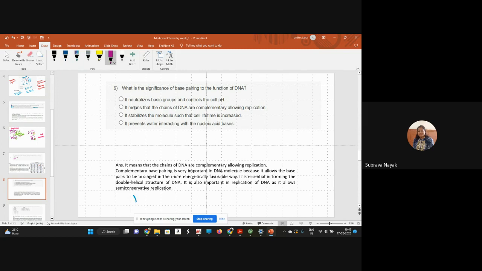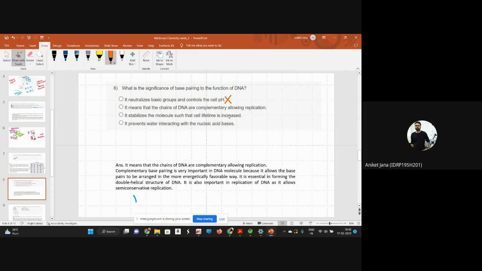The hydrogen bonding between these two bases, AT and GC, stabilizes the structure of DNA, I think. Okay, let's discuss. The first option is that it neutralizes the basic groups and controls the cell pH. Is this so? No. Second option: complementary, allowing replication. Yes.